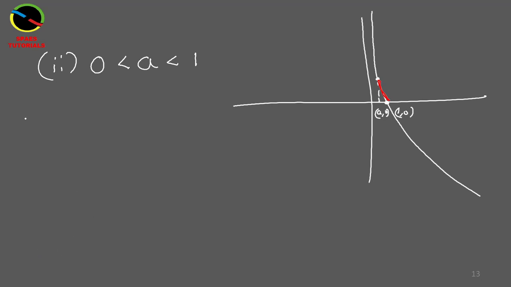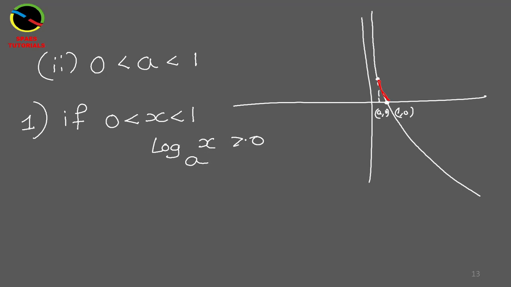The first inequality, when 0 less than a less than 1: if the x value is between 0 and 1, when x is less than 1, we can see from the graph that log x base a is greater than 0. Second point, if x is greater than 1, we can see that log x base a is less than 0. That is the second inequality.